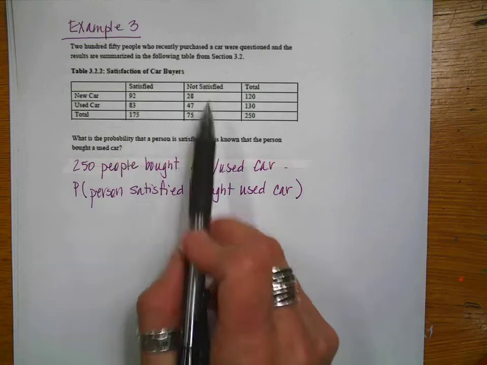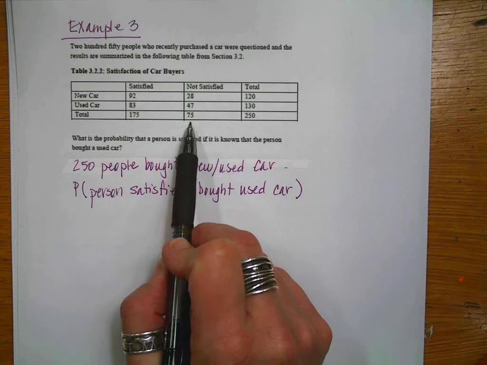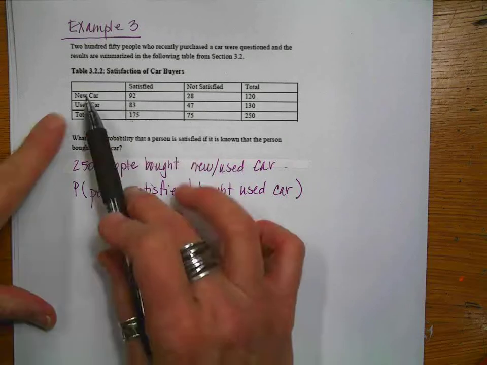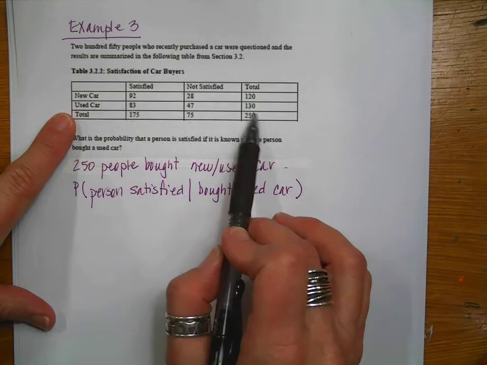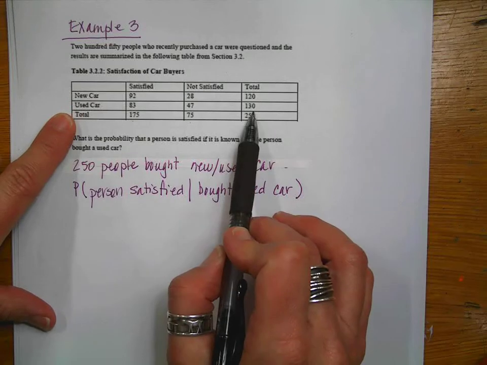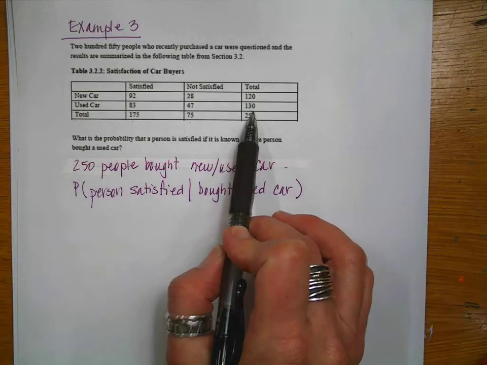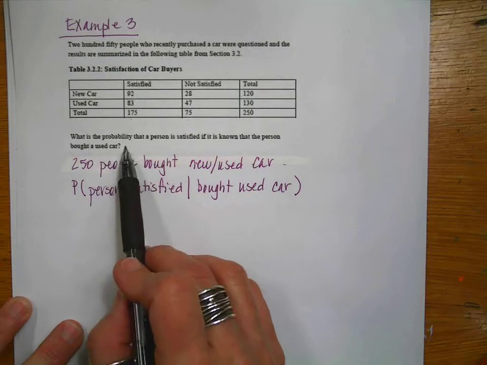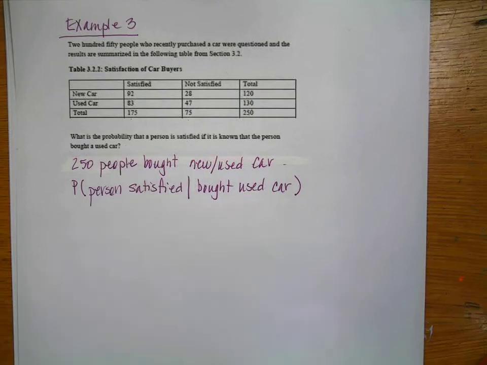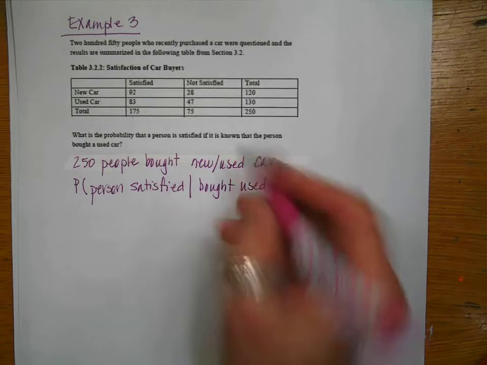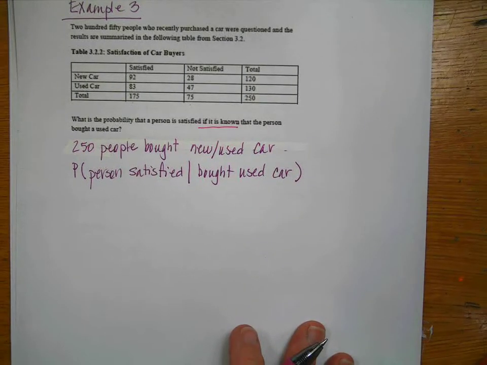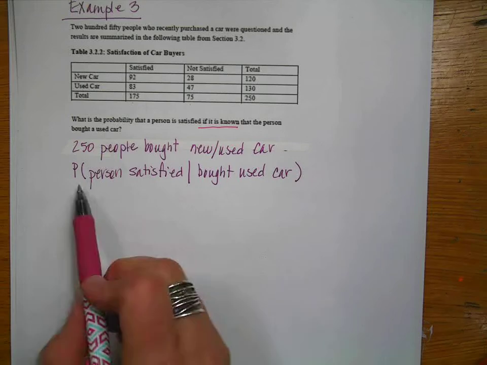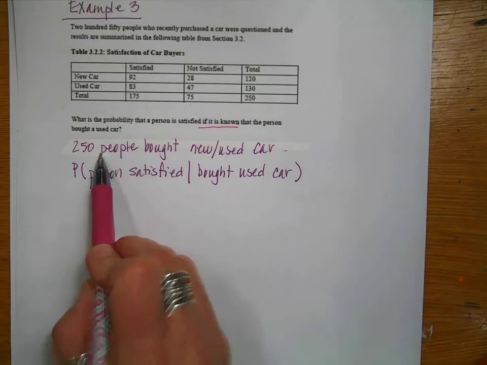So the total of people that were satisfied is 175. The total of people that were not satisfied is 75. The total of people that bought new cars is 120. And the total of people that bought used cars is 130. So we're looking for the probability that a person is satisfied if it is known that the person bought a used car. This statement, "if it is known," is going to create our conditional probability.